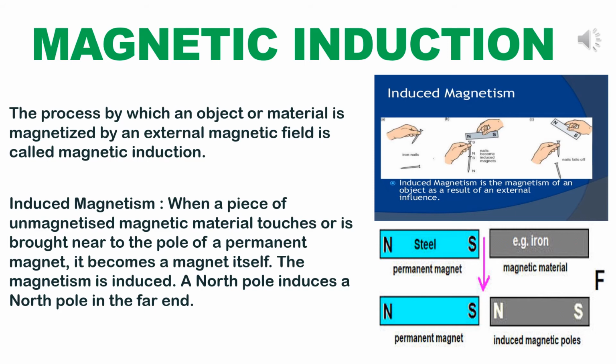So, the process by which an object or material is magnetized by an external magnetic field is called magnetic induction. Induced magnetism is when a piece of unmagnetized magnetic material touches or is brought near to the pole of a permanent magnet, it becomes a magnet itself. The magnetism is induced. A north pole induces a north pole in the far end. See the first diagram. Induced magnetism has been shown. Induced magnetism is the magnetism of an object as a result of an external influence.